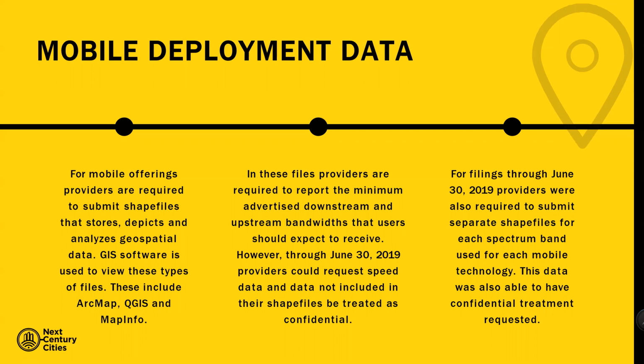Similarly, through June 30th of 2019, providers were also required to submit separate shape files for each spectrum band that they used for each mobile technology. Again, this data was allowed to be requested to be treated as confidential, and if it was treated as such, it would not be released to the public. I am going to apologize at this point for not having a visual example of this data. I don't have access to GIS software, and therefore I'm not able to manipulate the raw data files.